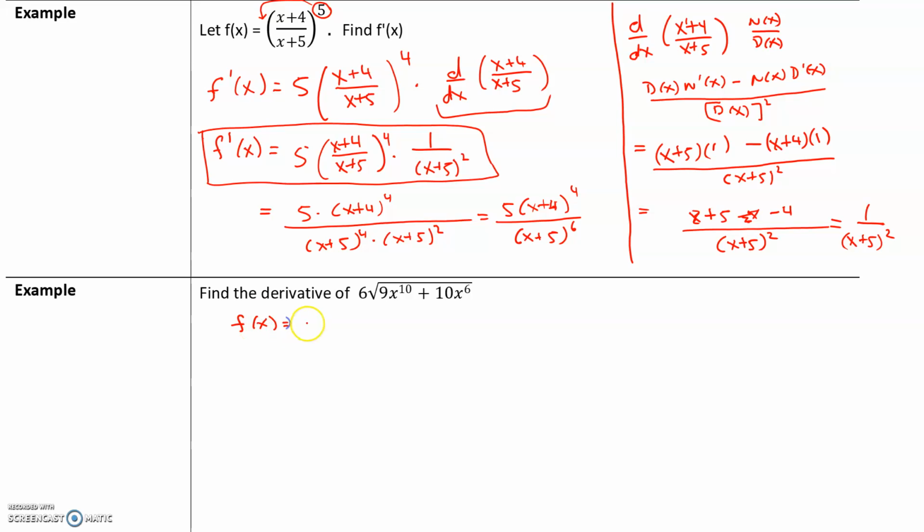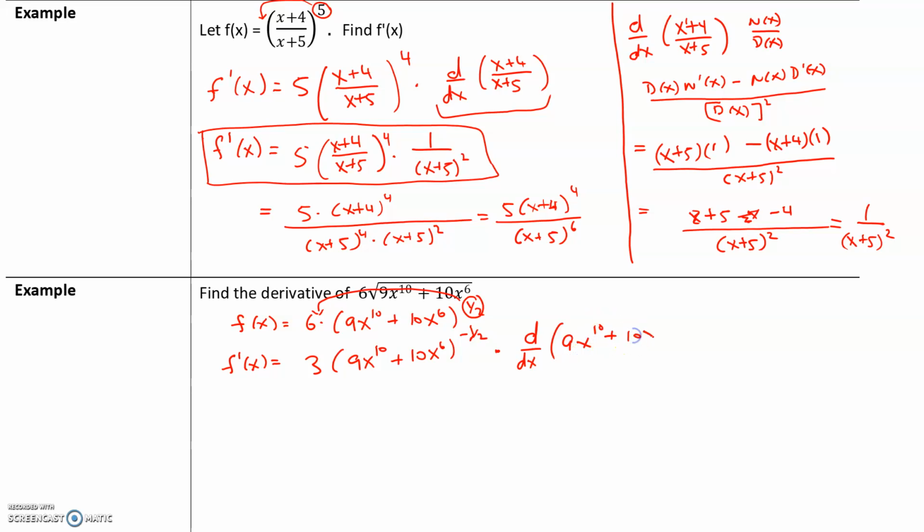The first thing I'm going to do is I'm going to rewrite this using a rational exponent. So we have 6 times (9x to the 10th plus 10x to the 6th) raised to the 1/2 power. For f prime of x, we take the 1/2 and we multiply it with the 6. So 1/2 times 6 will give you 3 times (9x to the 10th plus 10x to the 6th). And if I subtract 1 from 1/2, this gives me negative 1/2. But because the parentheses contains the variable x, we have to multiply by the derivative of the parentheses, which is d/dx of 9x to the 10th plus 10x to the 6th. Anytime you differentiate something and the parentheses contains an x, we have to differentiate the parentheses as well.